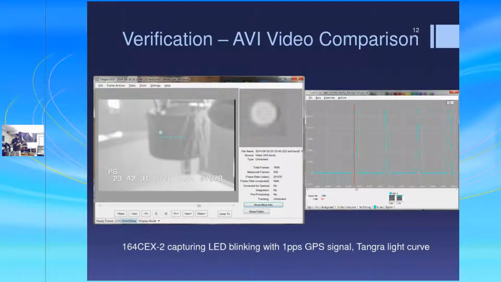It's not showing up super well, but the Tangra light curve for the SuperCircuits camera is on the right above, and the pulses are 100 milliseconds wide. They're rounded on the top because of the 30 frames per second sample rate. The frame shown corresponds to the vertical red line at the start of the first pulse. It appears about 13 milliseconds after the start of the second.